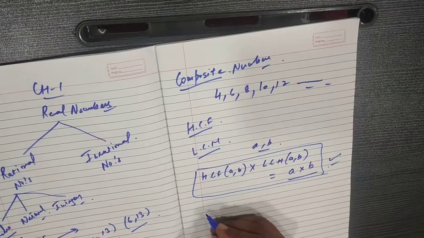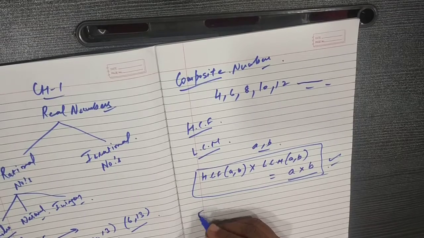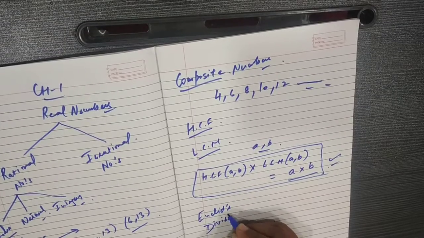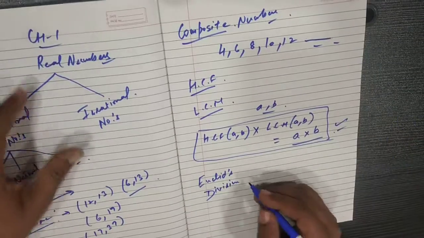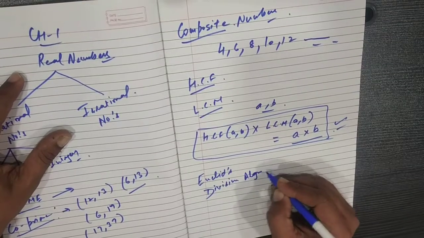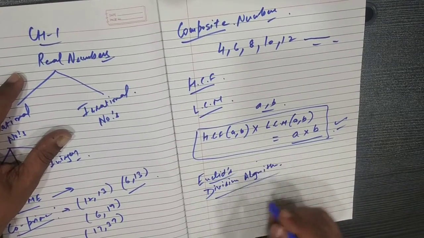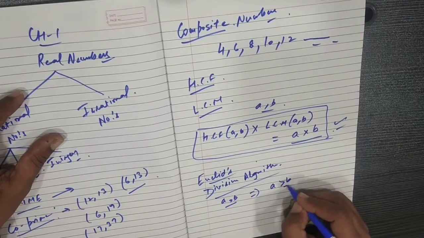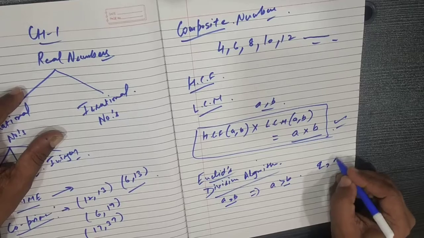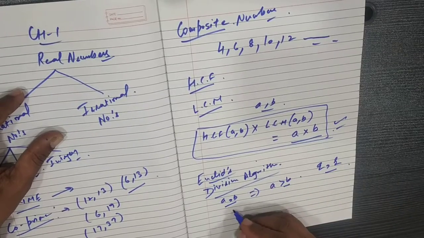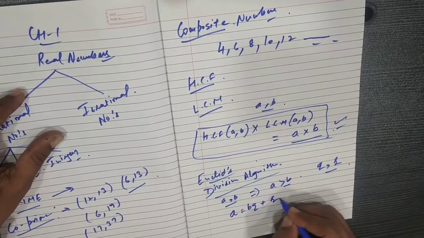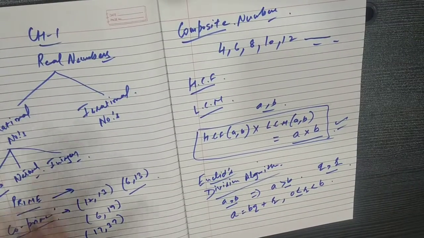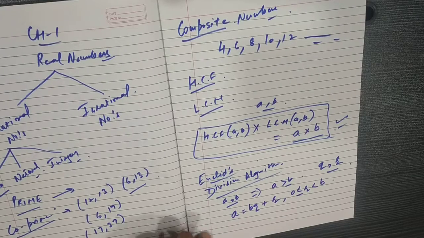Now, one more relation you must know, that is Euclid's division algorithm. Euclid's division algorithm is in the deleted syllabus, that is, not in the syllabus, but you must know about the algorithm. What is this algorithm? Suppose I take two numbers A and B, where A is greater than B. Then there exist two unique numbers Q and R, such that A is equal to BQ plus R, and R is always greater than or equal to 0 and less than B. So this is Euclid's division algorithm.